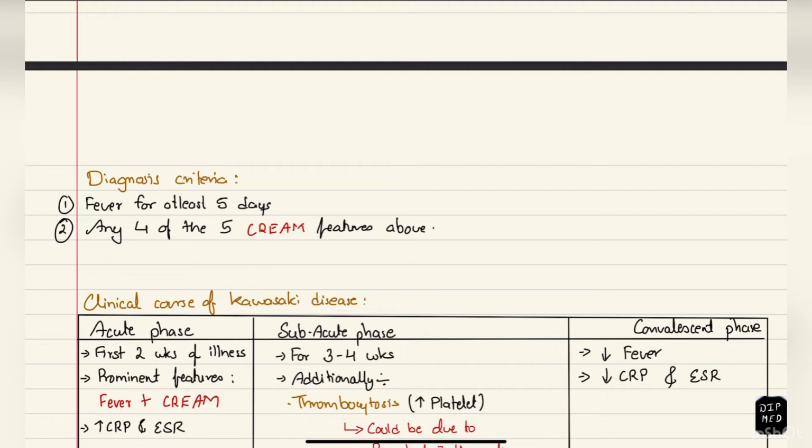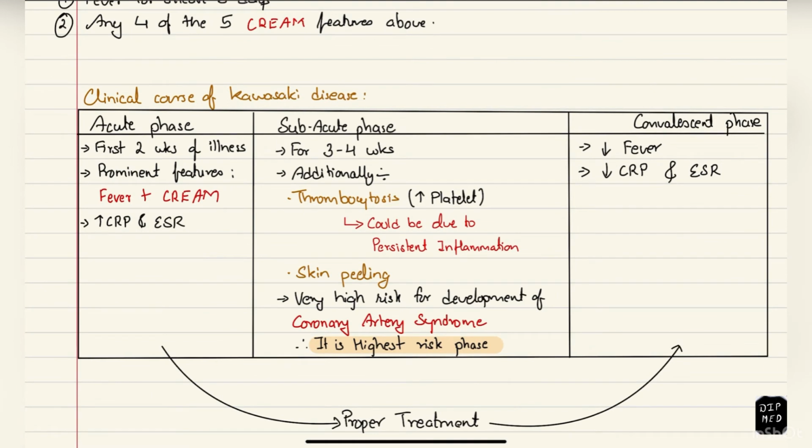The diagnostic criteria of Kawasaki disease includes fever for at least 5 days and any 4 of the 5 CREAM features above. The clinical course of Kawasaki disease is divided into 3 phases. The first is the acute phase, which is the first 2 weeks of the illness, and it is characterized by fever and features of CREAM, along with increase in CRP and ESR.